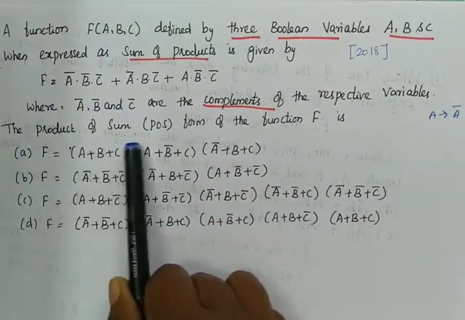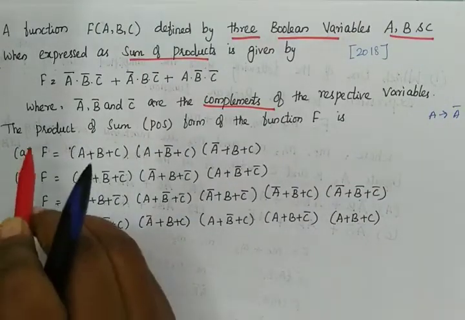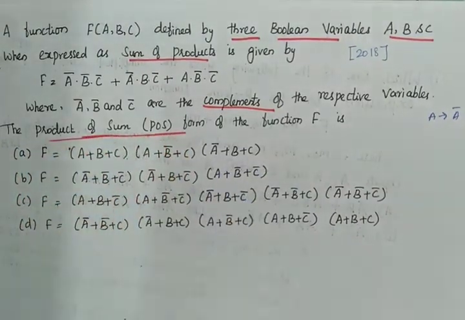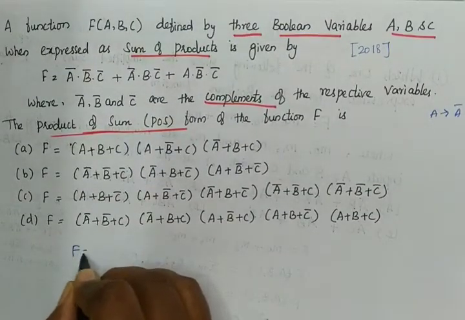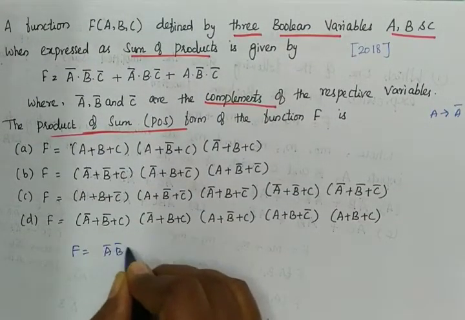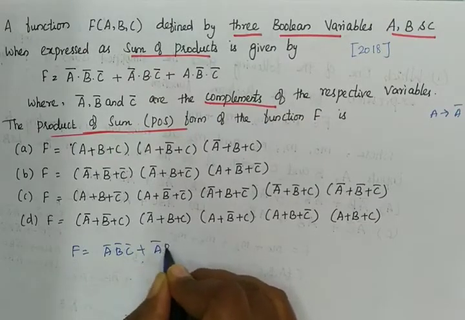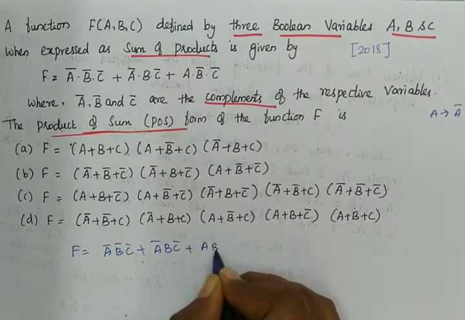And the product of sums, POS. So what we have to find is the product of sums. What have they given? They have given f is equal to A bar B bar C bar plus A bar B C bar plus A B bar C bar.